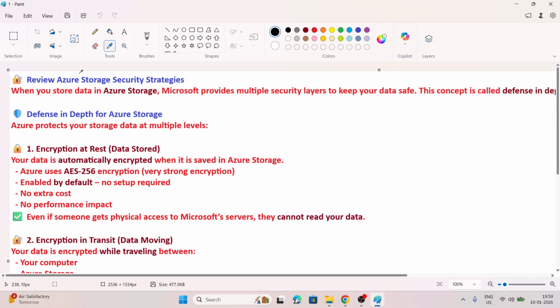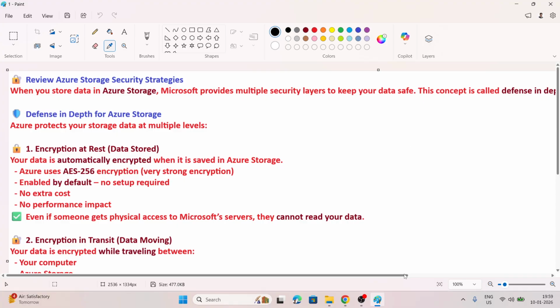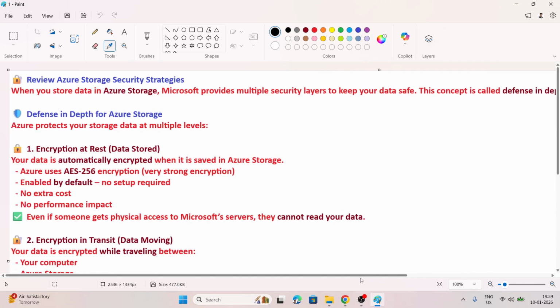So, review Azure Storage Security strategies. When we store data in Azure Storage, Microsoft provides multiple security layers to keep our data safe. And this concept is called defense in depth. So let us discuss defense in depth for Azure Storage. Azure protects our storage at multiple levels.